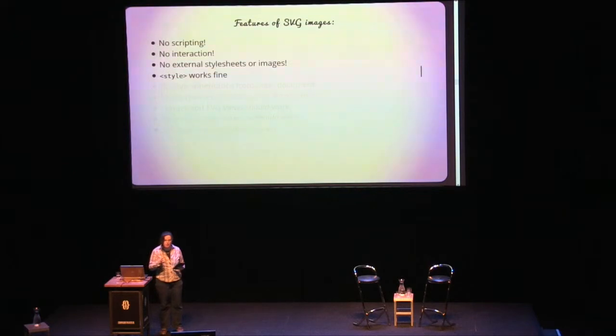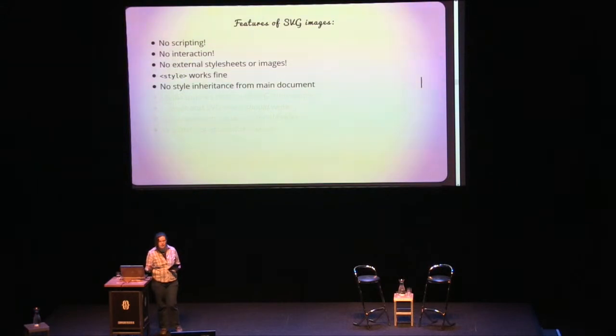You have a style block inside your SVG file, and then inside that style block you can have media queries, you can have @supports rules, you can have a certain number of pseudo classes that'll still work. But that style that's inside your SVG file, there is no style inheritance from your main document. There is no communication and cross-referencing of styles between the two.